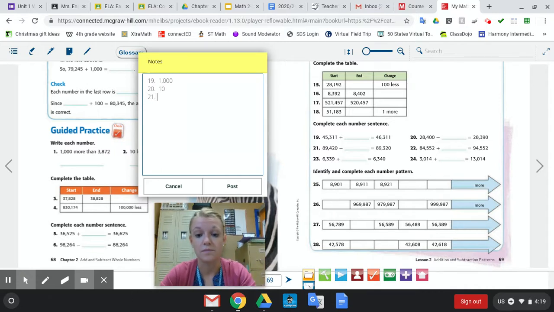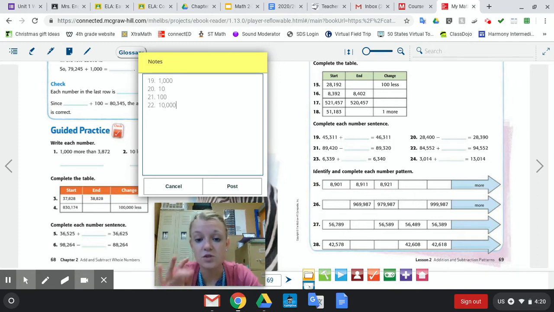Let's look at 21. We're going from 89,420 to 89,320. Do you see which place value changed? It's the 100 spot. You are absolutely correct. Boom. Number 22, 84,552 plus something equals 94,552. Which place value changed? It was the 10,000s place. So they added 10,000. Okay?